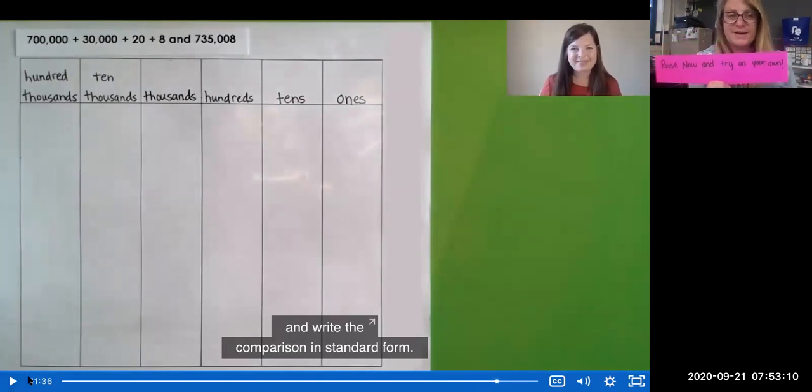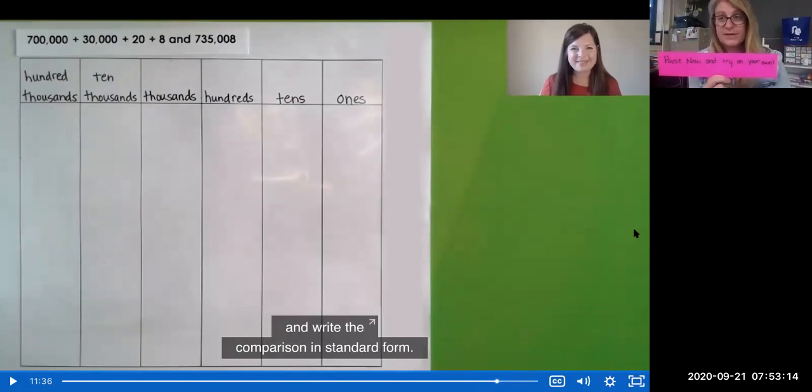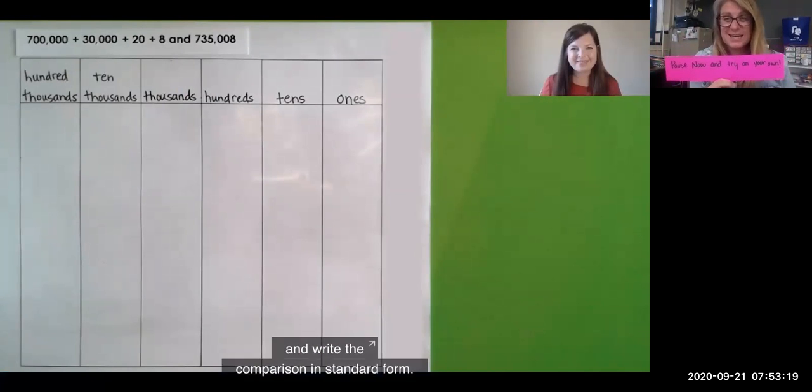Pause the video right now and write these 2 numbers in your place value chart. Compare them and write a comparison sentence using your greater than or less than symbols. And the numbers need to be in standard form. So remember, standard form is just the regular way you write a number.